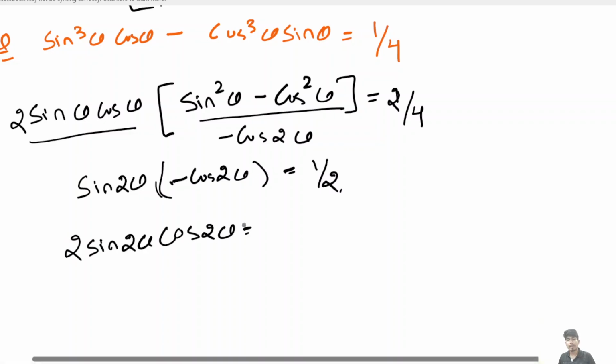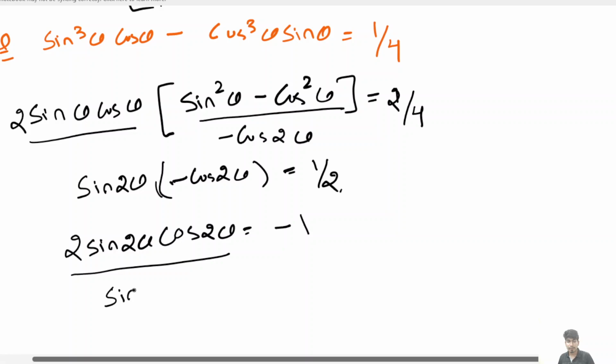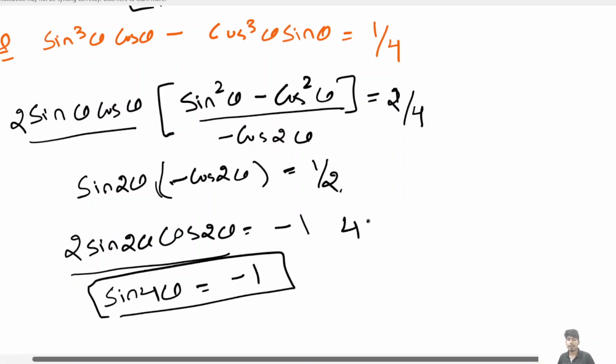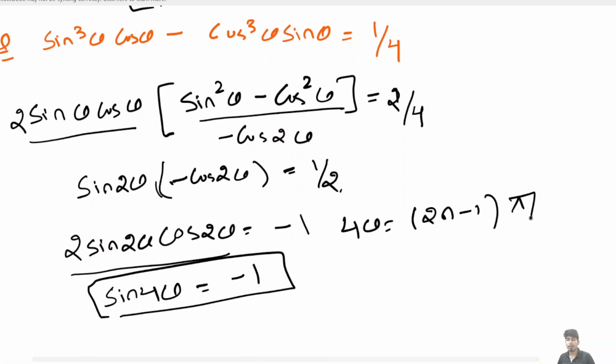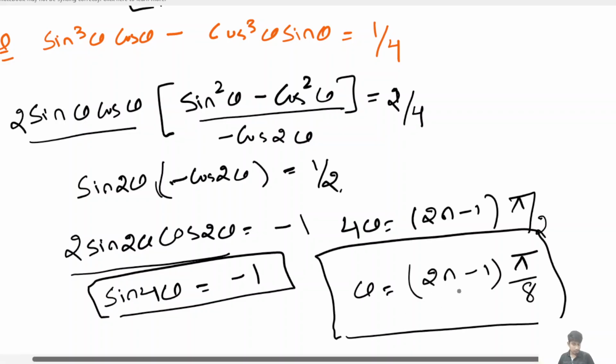Then on the RHS, minus 1. Then this becomes sine 4 theta is minus 1. Then 4 theta is what? 4 theta can be (2n minus 1) into pi upon 2. Then theta becomes (2n minus 1) into pi upon 8. So these are the possibilities of theta. Theta is (2n minus 1) into pi upon 8. What do we do? Nothing.